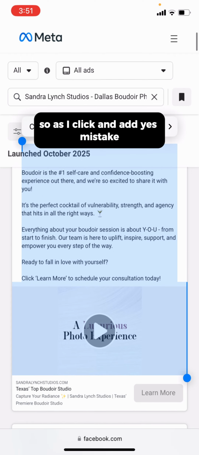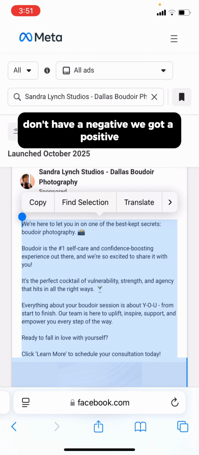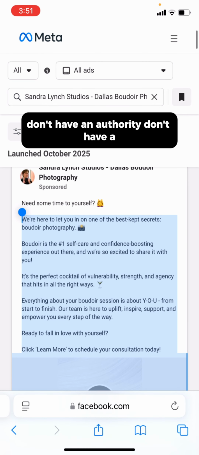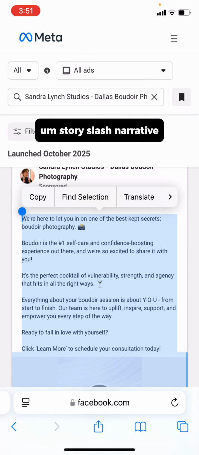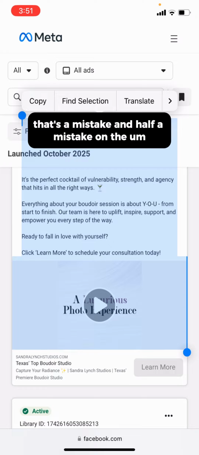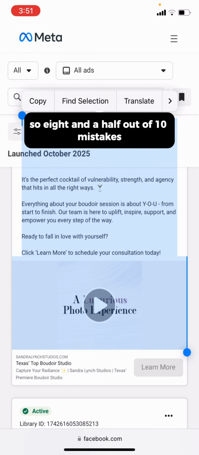So as a click ad, yes, mistake. Don't have a who, don't have a negative. We've got a positive. Don't have a hesitation/roadblock, don't have an authority, don't have a story/narrative, don't have a full offer. We've got the blow curve headline button, that's a mistake. And half a mistake on the objective, because I actually don't know which one is correct. So 8.5 out of 10 mistakes.